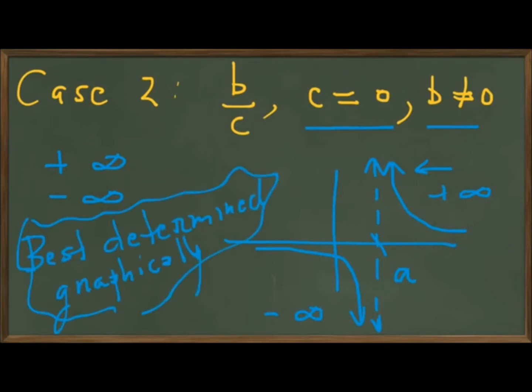So here we have a 0 denominator and a non-zero numerator, and the best thing to do is to determine the limit graphically. Draw the graph and see what happens to the left and right of the vertical asymptote. We'll look at this more carefully when we study case 2 in more detail in later videos. So now let's go on to our case 3.